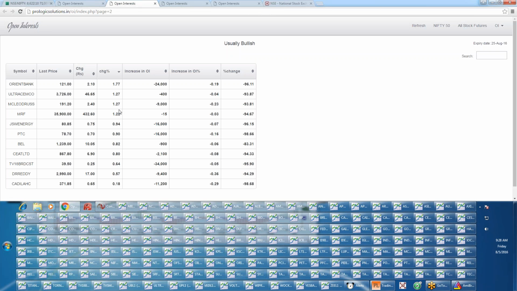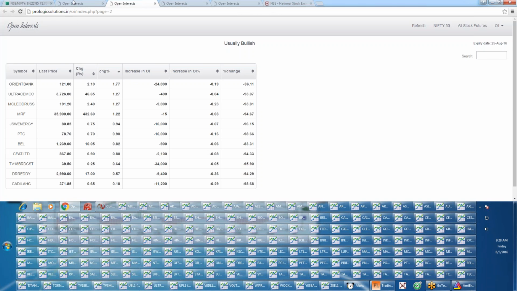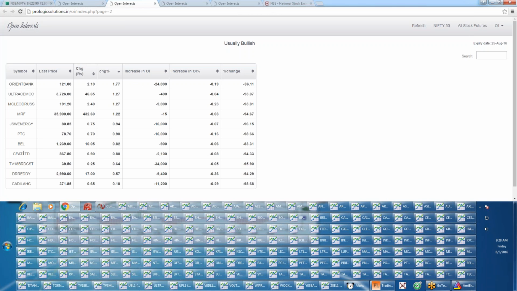So all these are nearly more than 1% up. And we'll have to come to the actual page, that is the bullish page. The difference between bullish and usually bullish scripts is, if you have some scripts here, like Orient Bank, Ultratech, McLeod, JSW Energy, in case they are weak, they will fall down, or else if they are really strong, then they come into the bullish page.